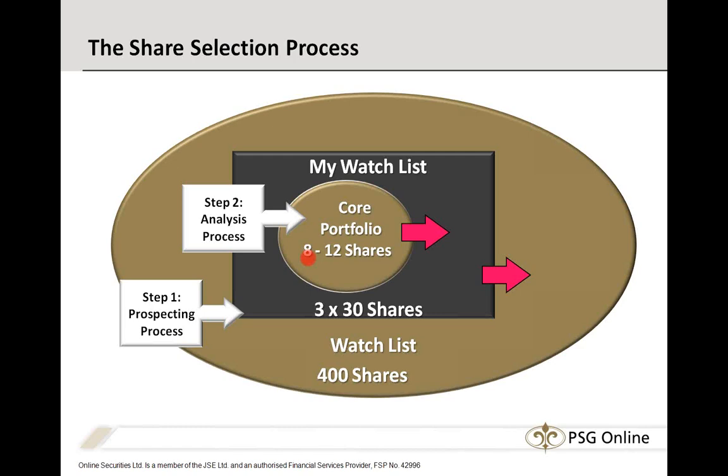So we spread between 3 and 5 different sectors, and across 8 and 12 different shares. If the rand gets stronger, the financial shares will do better. If the rand gets weaker, your rand hedge stocks like your miners and your exporters and companies that have operations offshore will do better. That's why I say you need to have some element of rand hedge in your portfolio. But you don't want to put all your eggs in gold, all your eggs in platinum. You'd be crazy to do that, especially with this current uncertain environment.